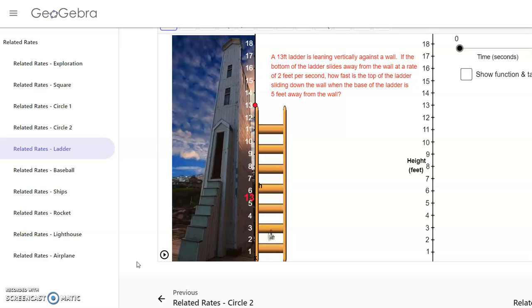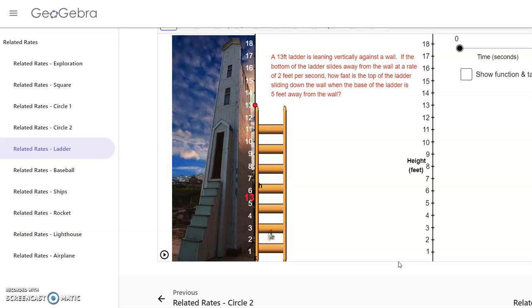It talks about a ladder leaning vertically against a wall. So here's the wall and our ladder. If the bottom of the ladder slides away from the wall, so if you pull the ladder away at a rate of 2 feet per second, how fast is the top of the ladder sliding down the wall when the base of the ladder is 5 feet from the wall?